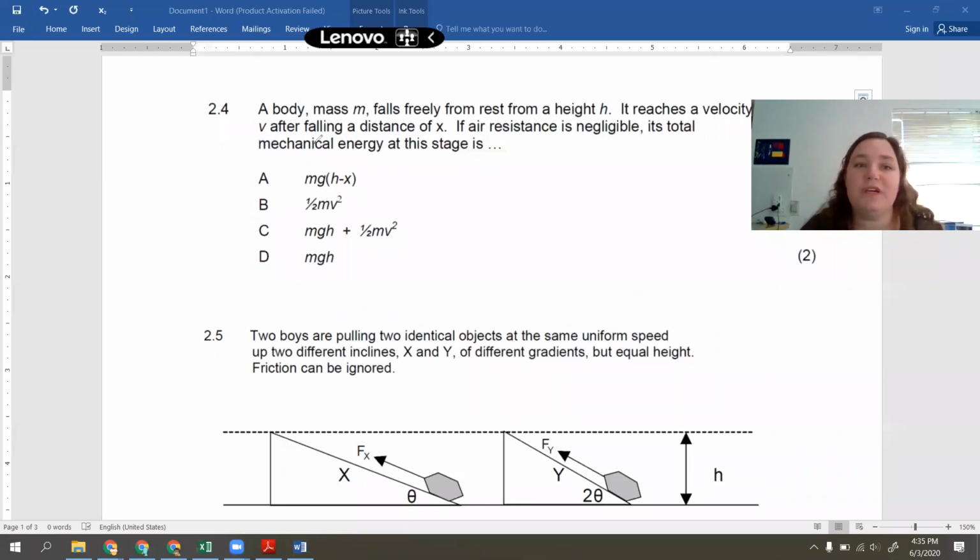Okay. So we're going to get started straight away because we've only got an hour here. We're going to start with question 2.4. Now, this question is actually a mixture. If you look at it, you may think, ma'am, that's vertical projectile motion. But look, the end part of the question says the mechanical energy, which is why I put it in there.